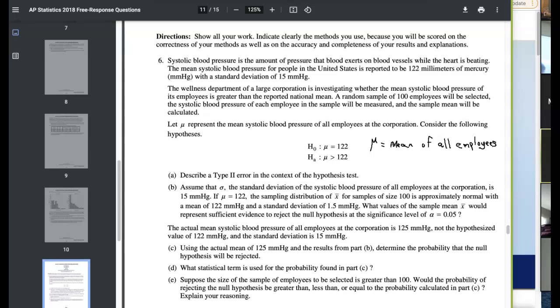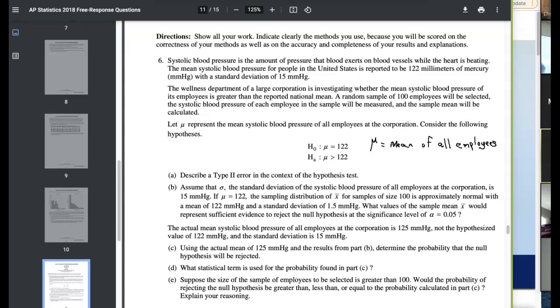So our company concludes, based on the test that we perform, our statistical analysis, that we think the people in our company have a systolic blood pressure that is not above 122. When in reality, we just had a bad test. Our statistic, our average of 125, is off a little bit. In reality, we should have rejected. We should have concluded that the average blood pressure is above 122.